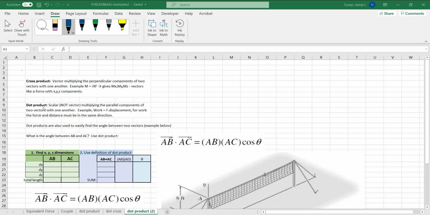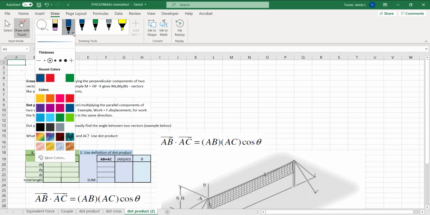Cross products versus dot products. Moments, R cross F, versus work, force through a distance. Okay, so cross products, let's just compare these two for a second.